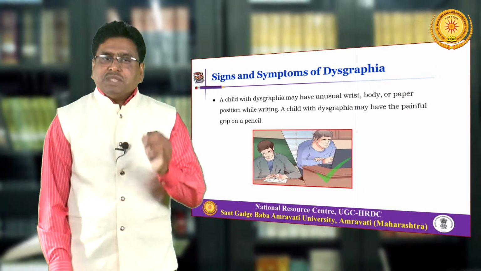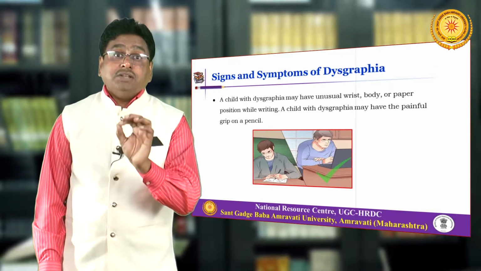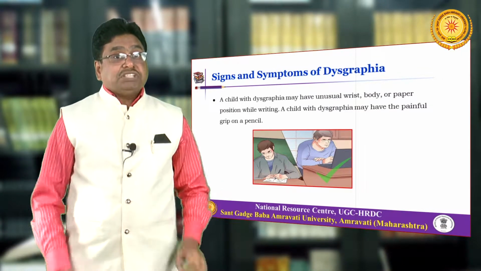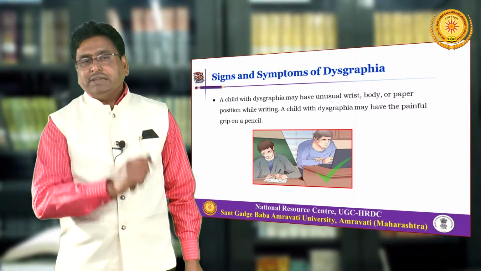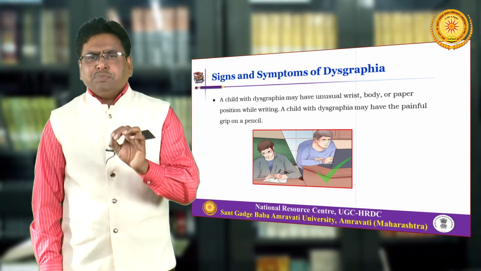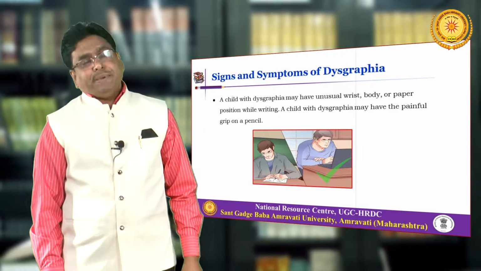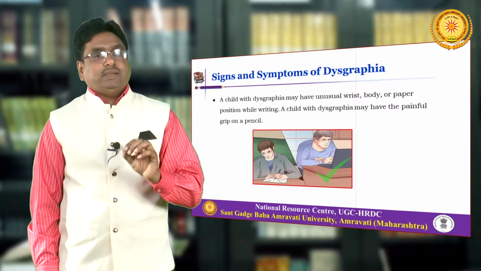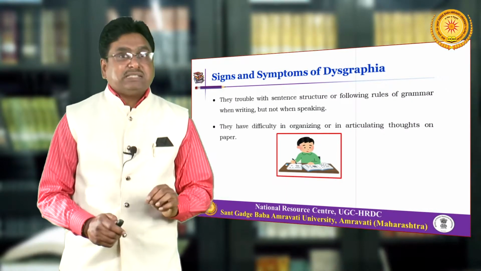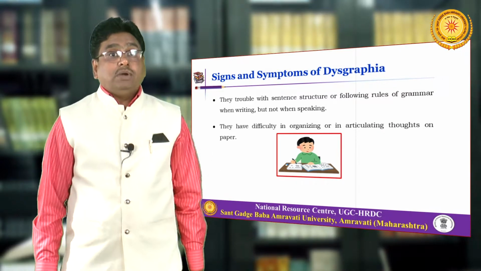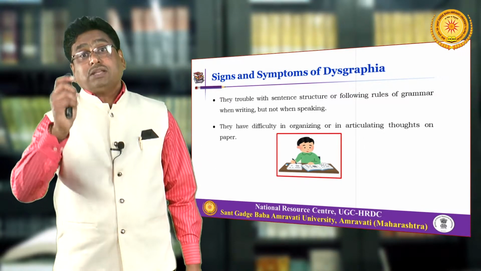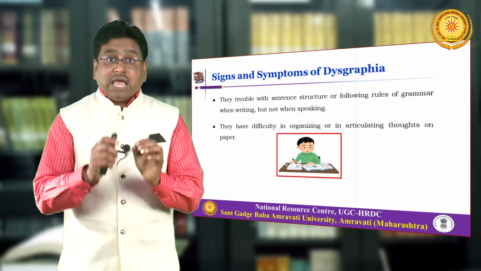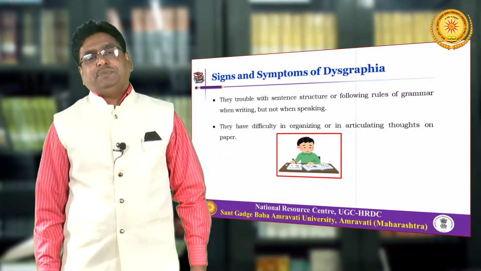Other symptoms are: a child with dysgraphia may have unusual wrist, body, or paper position while writing. A child with dysgraphia may have a painful grip on a pencil. They also tend to write or copy things slowly. They have trouble with sentence structure or following rules of grammar when writing, but not when speaking. They have difficulty in organizing or in articulating thoughts on paper.